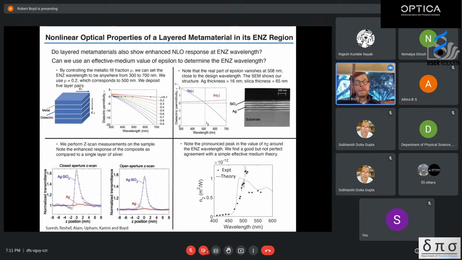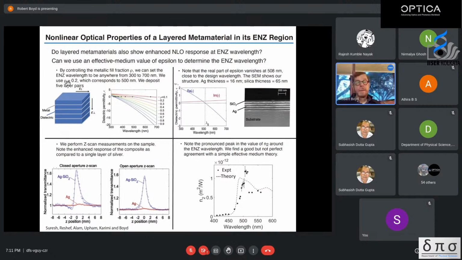Now, this is a very recent result from my own group. We asked, do metamaterials also show enhanced nonlinear optical response at their epsilon-near-zero wavelength? The work on indium tin oxide was a homogeneous material. What if we have a metamaterial? Do we get a large nonlinear response? And what do we mean by epsilon near 0? Is it the effective value of epsilon obtained by taking a proper average of the constituents?